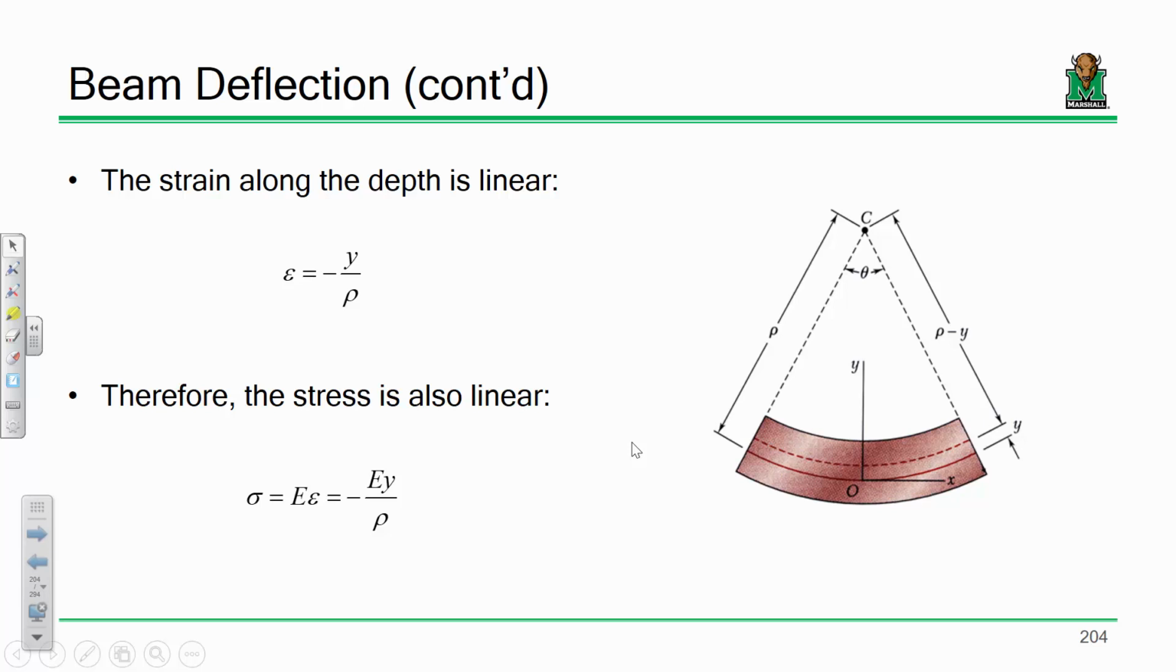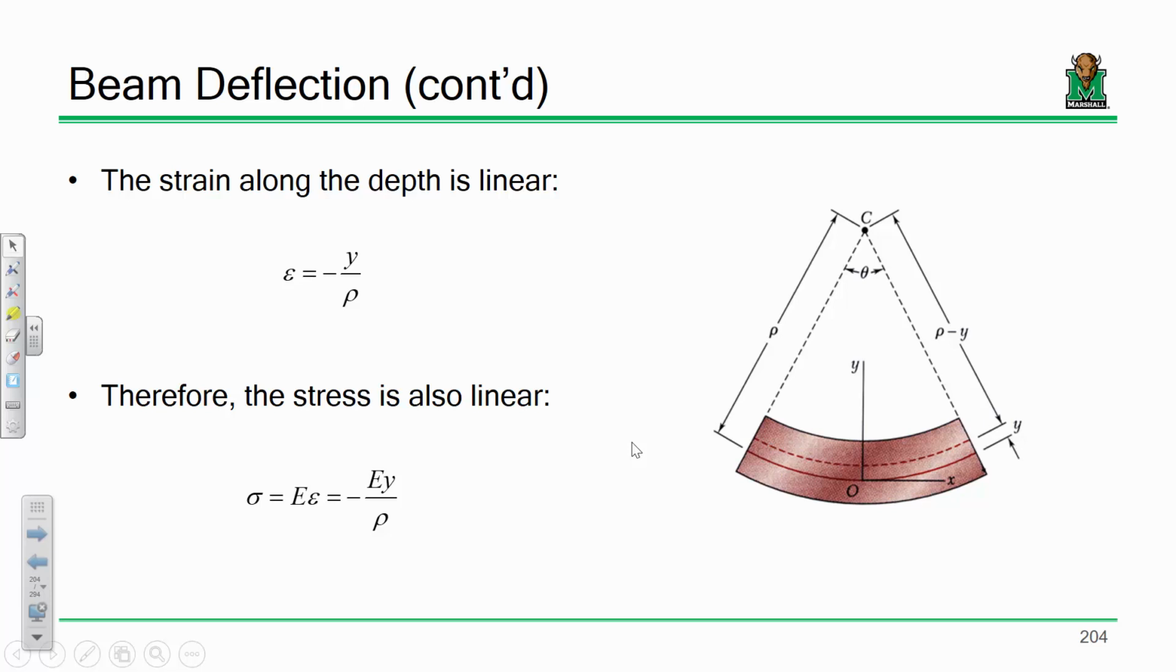Now, again, we're assuming linear behavior, we're assuming elastic behavior. So if the strain is a linear proportion, what do we have? The farther away we get from the centroid, the bigger y is, the bigger the strain is. That's a linear relationship. If the strain is linear, then the stress is going to be linear as well. And how do you determine the stress? Well, it's E times the strain. So we have a definition for the stress, okay?